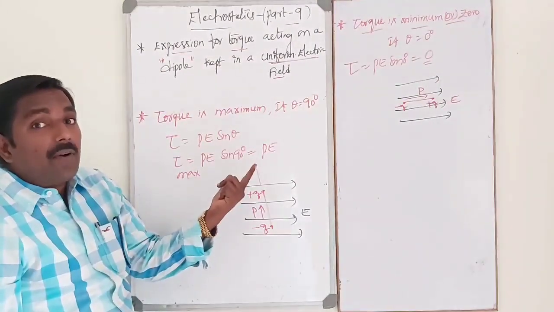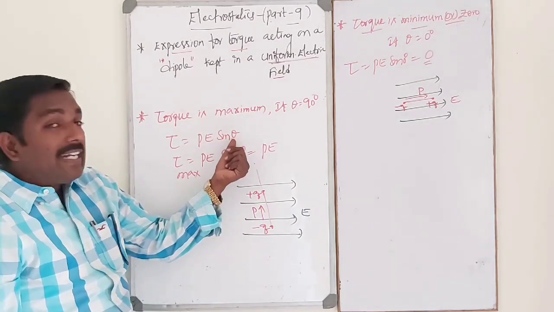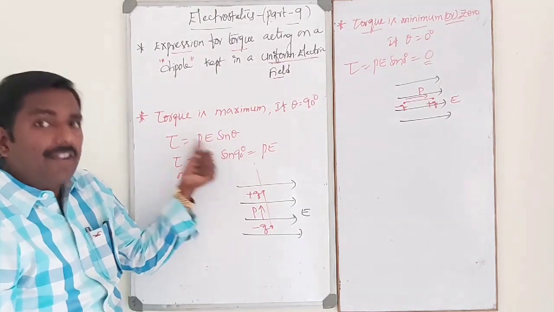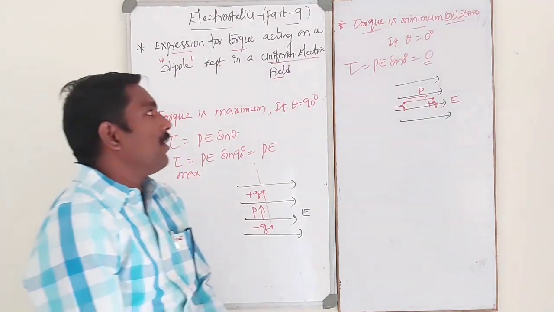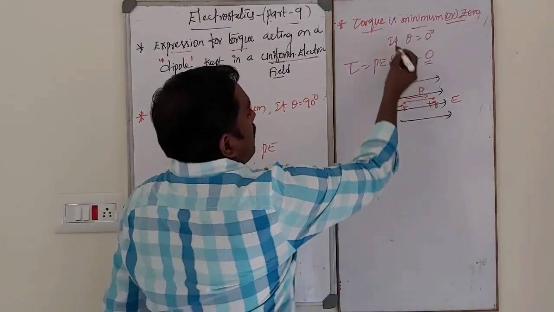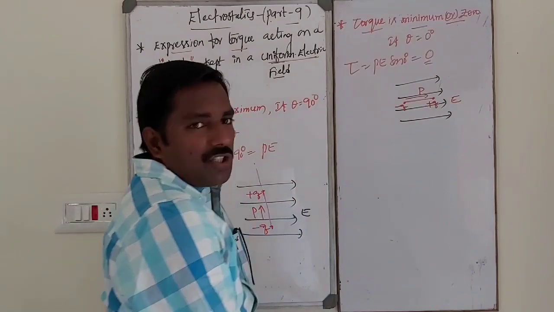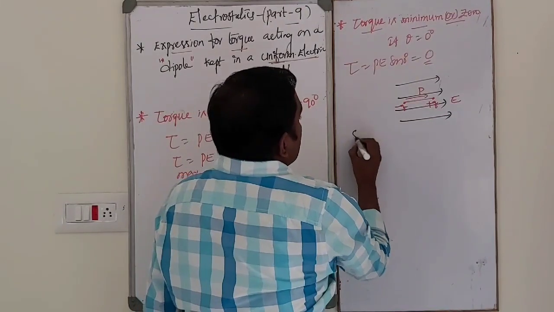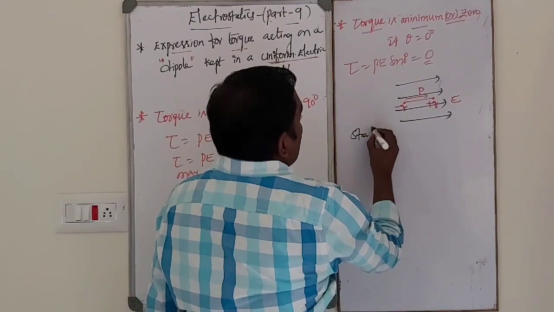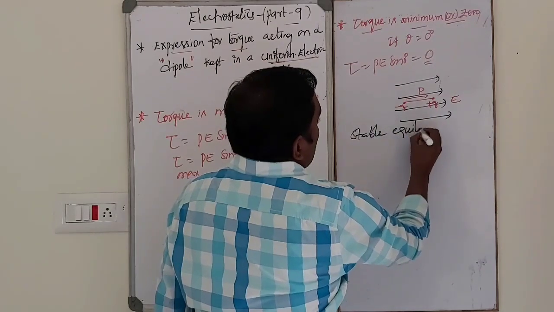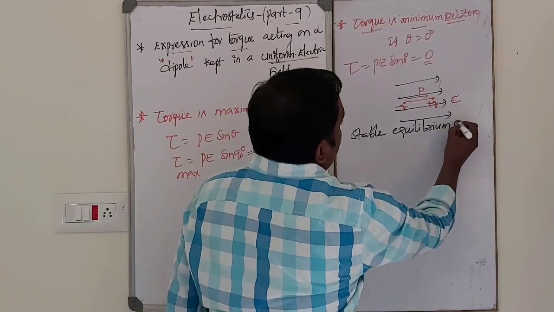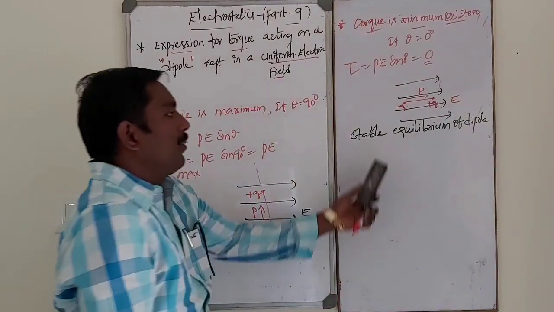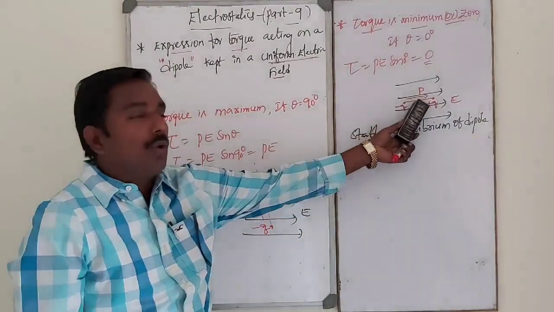What is meant by theta? Theta is the angle between the direction of dipole moment and the direction of electric field. Okay. So in this position, torque will be minimum or zero. This is nothing but the stable equilibrium of the dipole. In this position, the dipole will be in stable equilibrium.